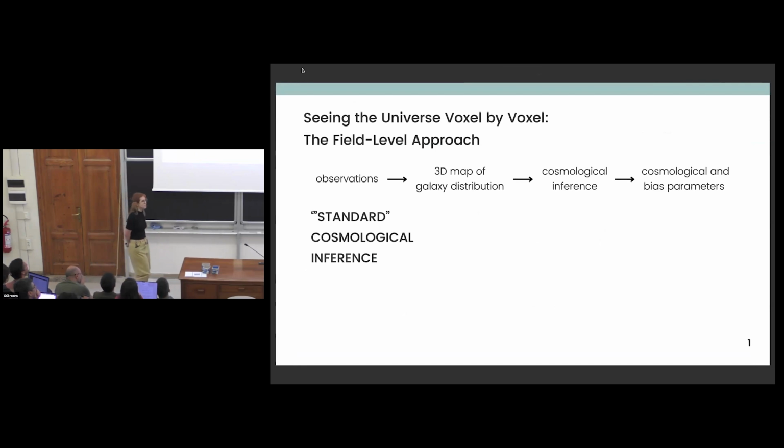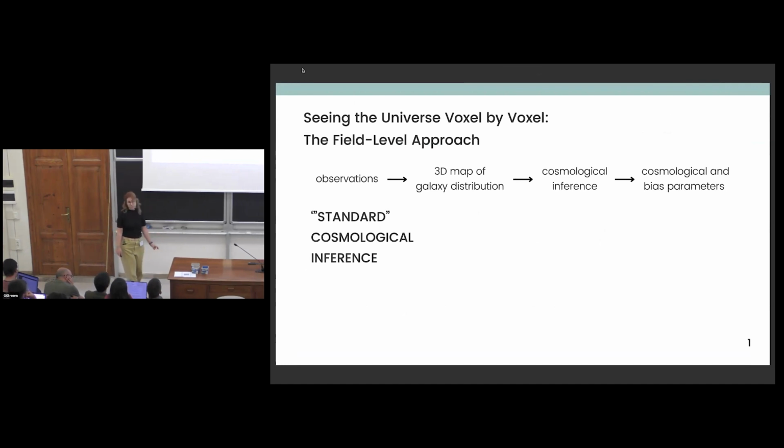Our group works on using state-of-the-art inference techniques to extract cosmological and bias parameters from 3D map of a galaxy distribution. And the state-of-the-art approach is to compress the data into summary statistics, namely n-point functions such as 2- and 3-point correlation functions or their counterparts in Fourier space, power spectrum, and bispectrum.